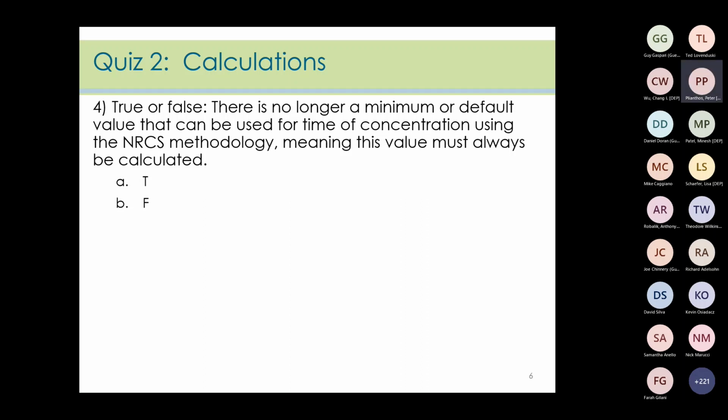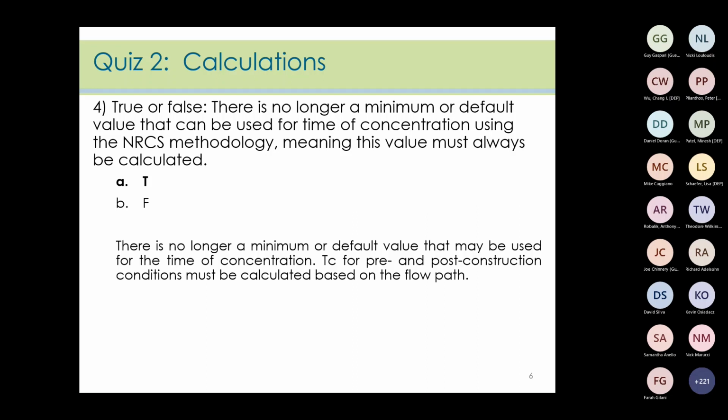True or false? There is no longer a minimum or default value that can be used for time of concentration using the NRCS methodology, meaning this value must always be calculated. And this is true. There is no longer a minimum or default value that may be used for the time of concentration. Time of concentration, or T sub C, for pre and post construction conditions must be calculated based on the flow path. As you recall, Anthony went over this in the first presentation from today in the calculations.